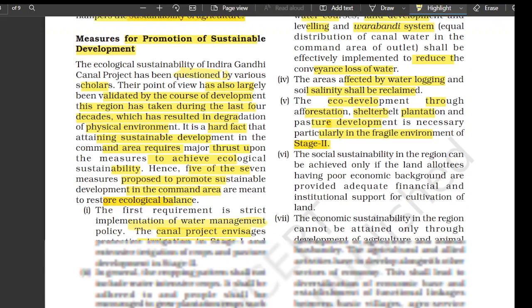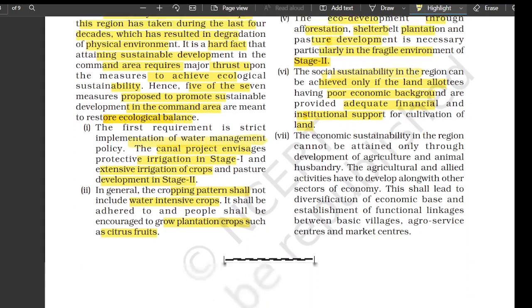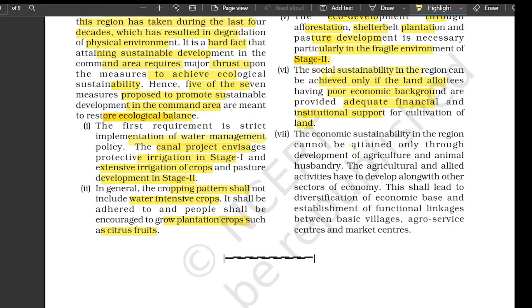6. The social sustainability in the region can be achieved only if the land allottees having poor economic background are provided adequate financial and institutional support for cultivation of land. 7. The economic sustainability in the region cannot be attained only through development of agriculture and animal husbandry. The agricultural and allied activities have to develop along with other sectors of economy. This shall lead to diversification of economic base and establishment of functional linkages between basic villages, agro service centers, and market centers.